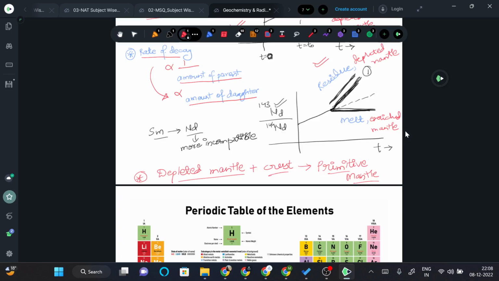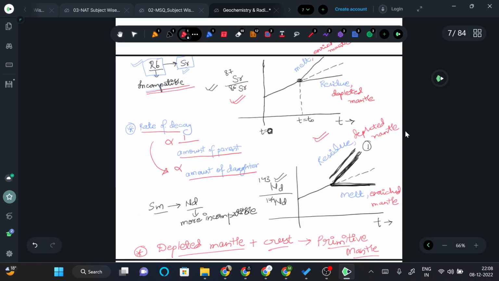Okay. So this is the graph for the Nd ratio. Here Nd is more incompatible, and the Sm-Nd ratio in the melt will decrease as Nd is more incompatible. So the Sm to Nd ratio in the melt will actually decrease. Similarly, here in this one, the Rb to Sr ratio in the melt will increase as Rb is more incompatible.